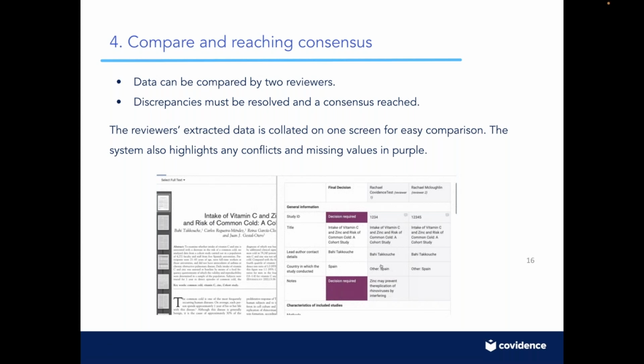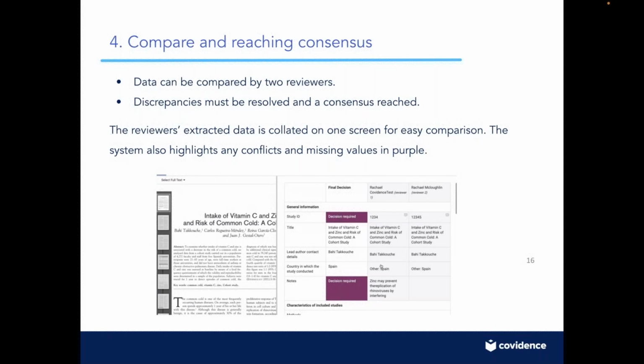Data can be compared by two reviewers, and again, this is if you're doing data extraction in duplicate, and discrepancies must be resolved and a consensus reached. It's always good practice to specify in advance the process for resolving the conflicts among the reviewers and to keep a record of these disagreements. Once you decide that you're ready to complete the form and make it available for your co-reviewer or a third reviewer for resolving the consensus, a begin consensus button will show next to it.